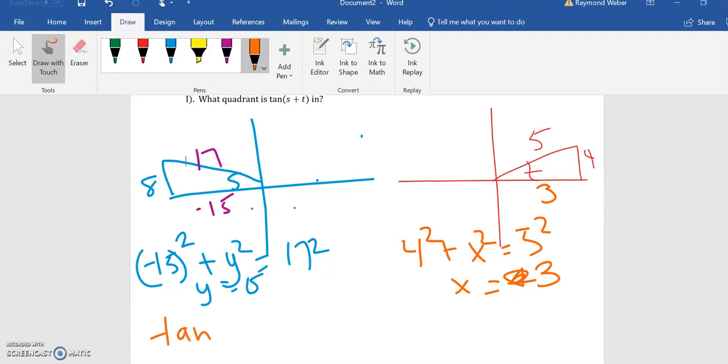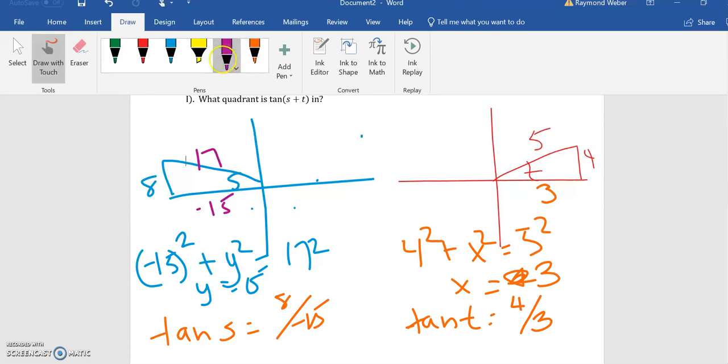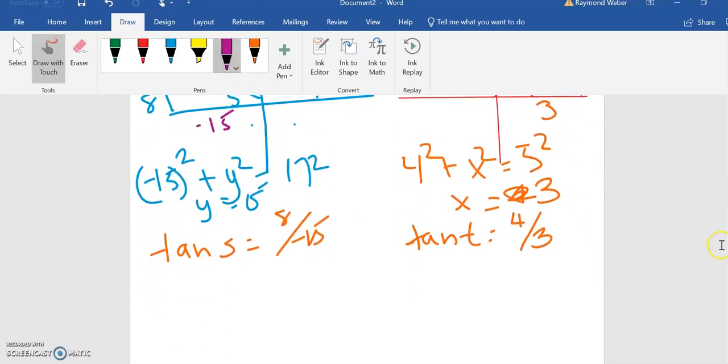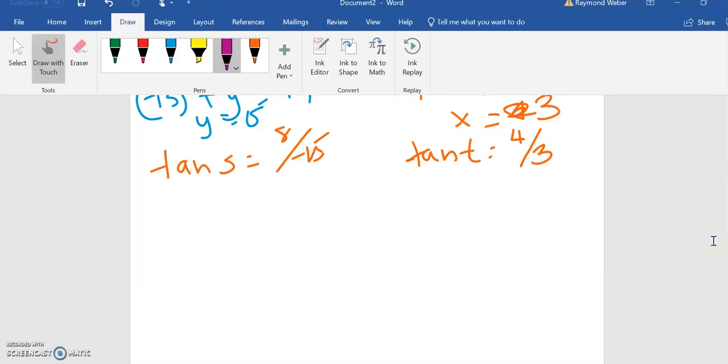So the tangent of S is opposite 8 over adjacent, so negative 15. And then the tangent of T is opposite 4 over adjacent, which is 3. Okay, so that's my first step. I need to figure those out, and that's how I figure them out with my lovely little pictures there. Then I'm going to figure out the tangent of S plus T.